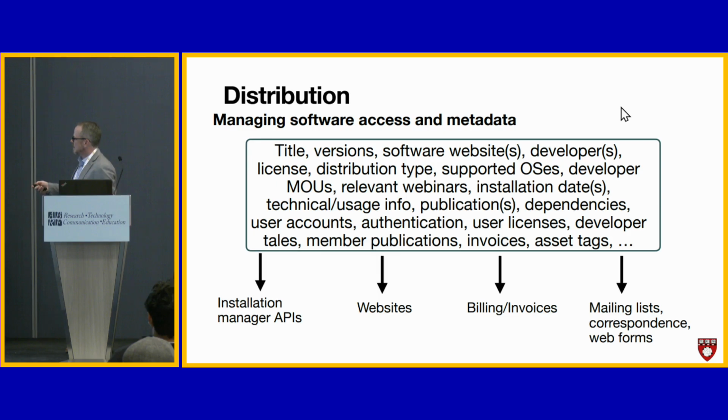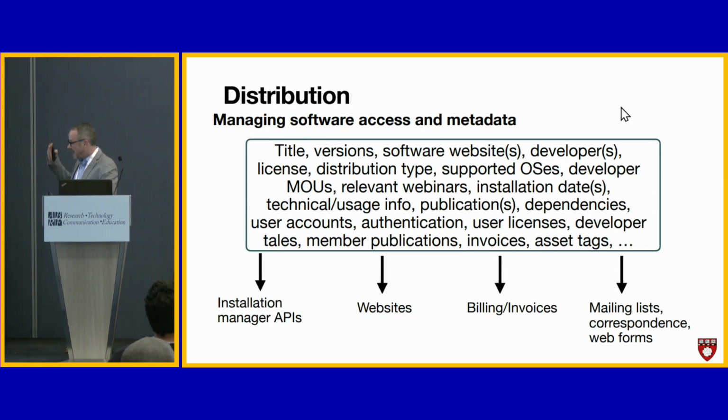All of this has to go from our database out to our installation manager with our APIs. It goes to our websites. We bill and invoice people for SBGrid membership. And then we have mailing lists. We have to correspond with people. We have web forms where people fill out to get access and accounts and such.